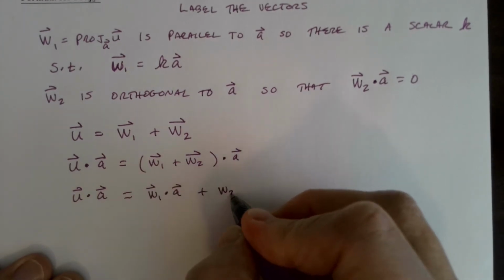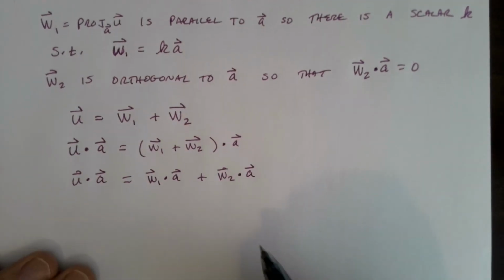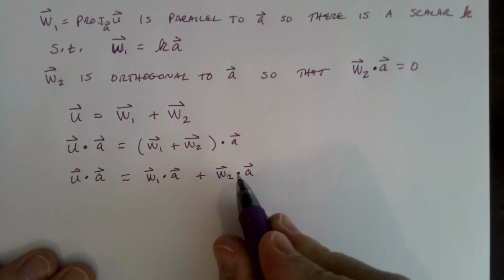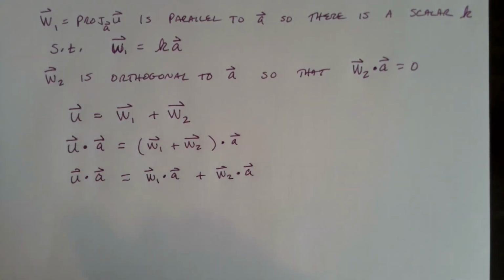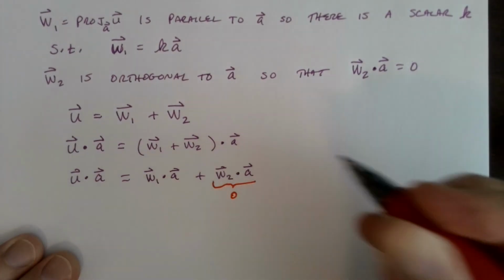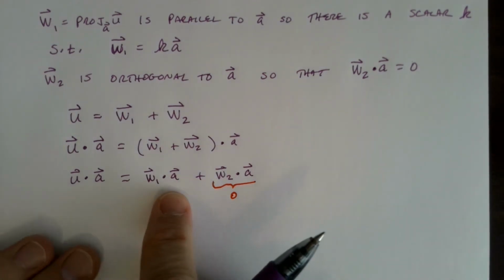And it is important that you have that little dot between the vectors. If you don't, then that's confusing. You can't multiply vectors. We're doing a dot product of two vectors. So it is important to have that dot there. You can't just write them together. That's not multiplication. Well, first of all, right off the bat, let's just say W2 dot A we know is what? 0. So this goes away. That's 0. And then we have W1 dot A.